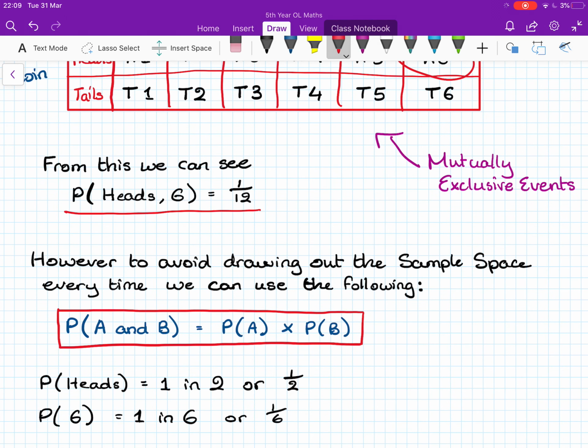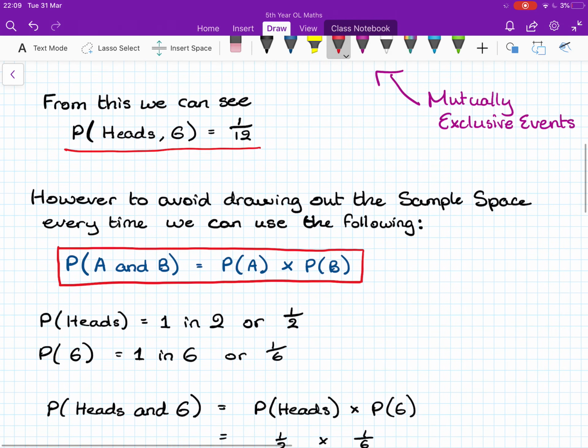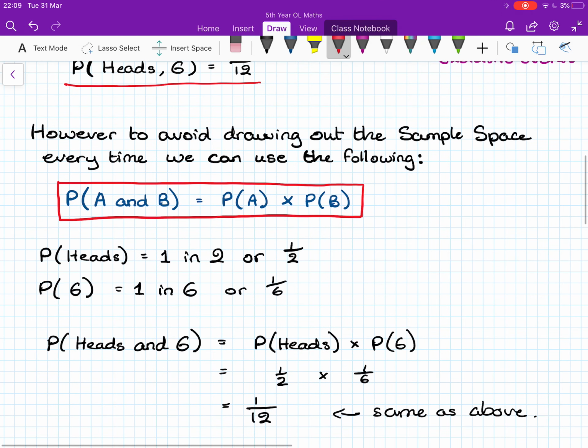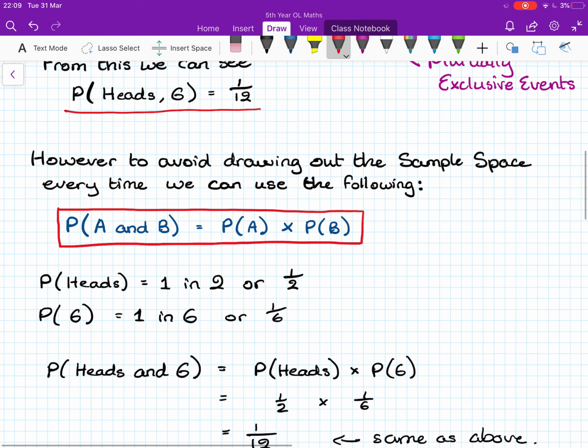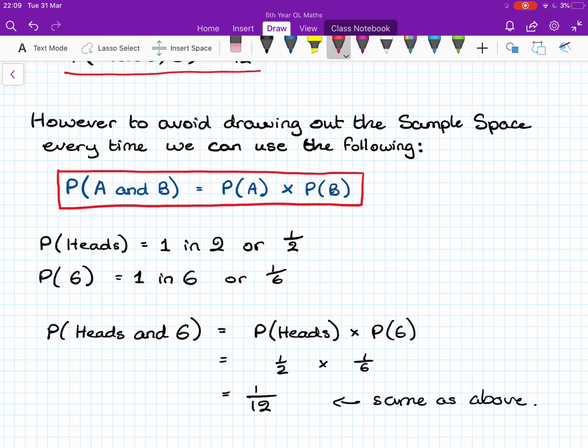So how we figure that out is we look at the individual probabilities of the events happening. The probability of heads, if we were to toss a coin, is 1 out of 2, or a half. We know it's 50-50. The probability of getting a 6 if we roll a dice is 1 out of 6. So following our formula, we multiply these, which gives us a half multiplied by a sixth, which gives us 1/12. This is the exact same answer as what we would have got from using our sample space. And notice how little work we had to do there in comparison to drawing out the sample space as before.